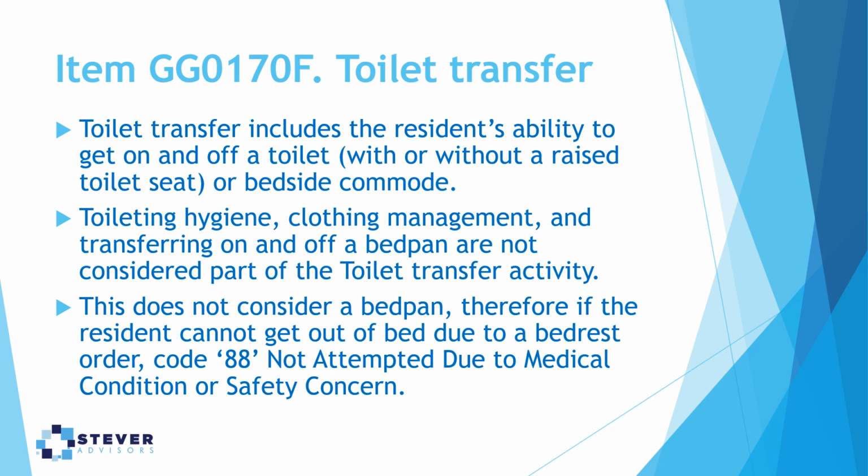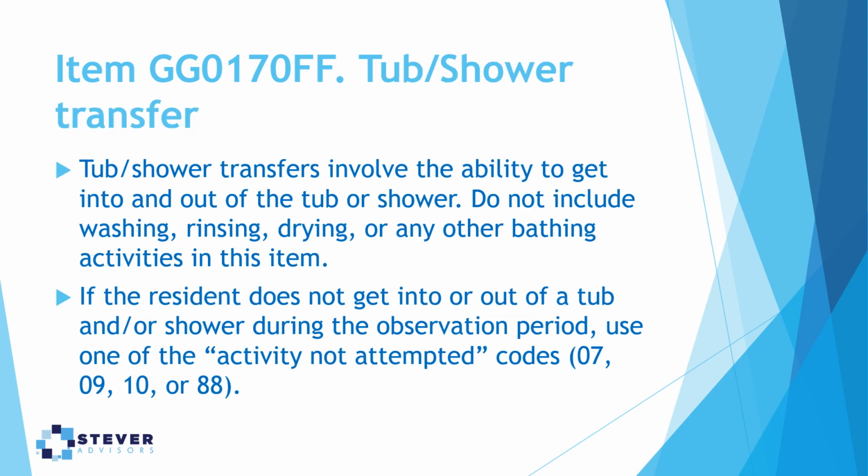Toilet transfers. How the resident gets on and off the toilet. This is for toilet or bedside commode transfers only. This does not include a bedpan or a fracture pan, etc. Tub shower transfers involves the ability to get into and out of the tub or shower. Do not include washing, rinsing, drying, or any other bathing activities in this item. If the resident does not get into or out of a tub and/or shower during the observation period, use one of the activity not attempted codes such as 7, 9, 10, or 88.